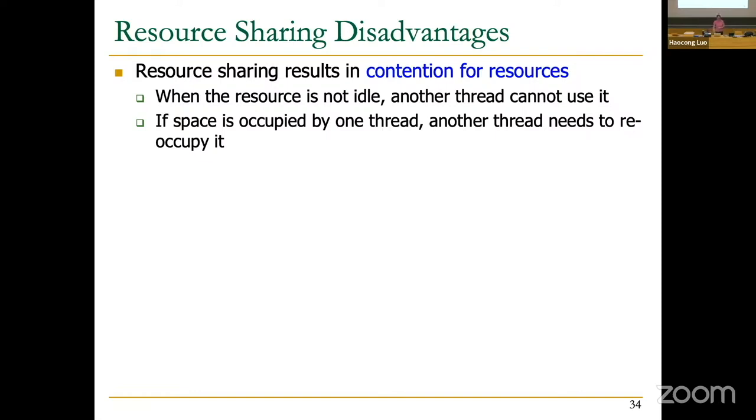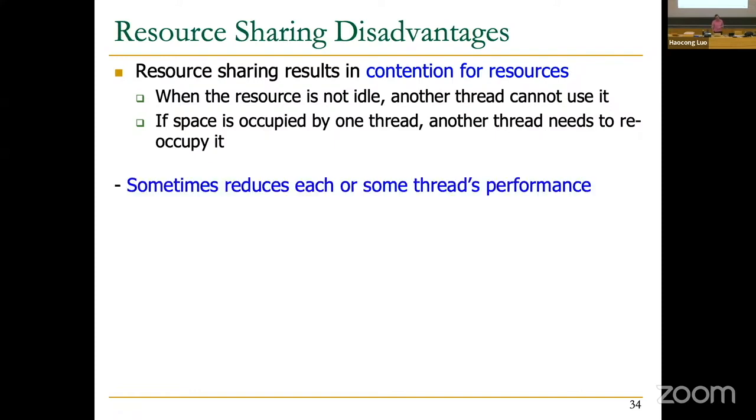It could be some storage space. Basically, if the space is occupied by one thread, another thread needs to reoccupy it if it actually wants to use it. And this leads to reduction of performance. It could reduce each thread's performance. It could reduce some threads' performance.